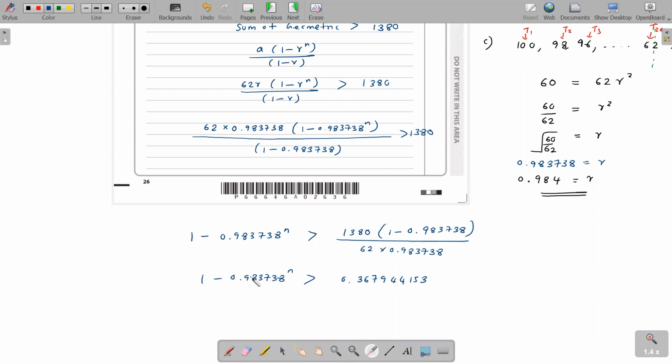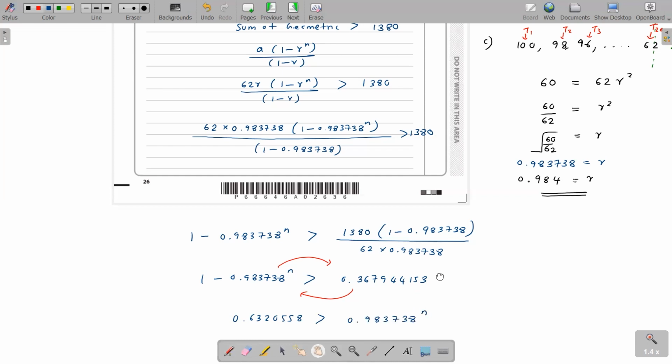So what do we do now? I want to make n the subject. You can see I have n as a power of this number. So I'll take this number to the other side as a plus and take this to the other side as a minus. So directly give it in the calc 1 minus this answer. You type it in the calc and that gives you 0.632055 or 0.6320558, that's enough, greater than 0.983738 to the power n.